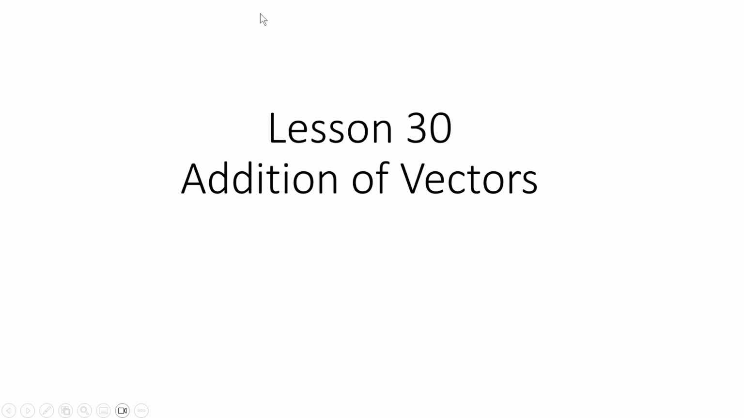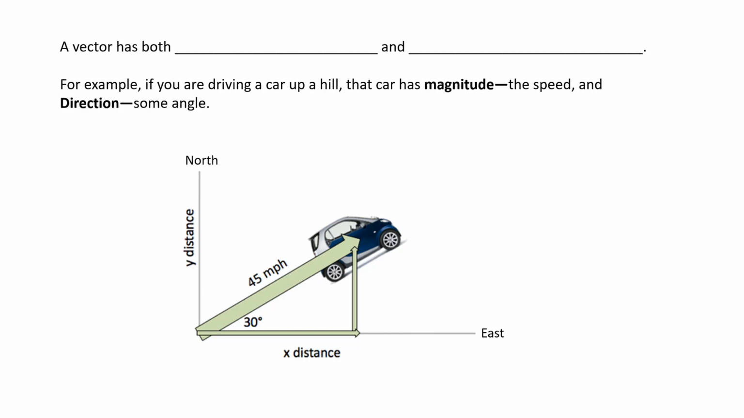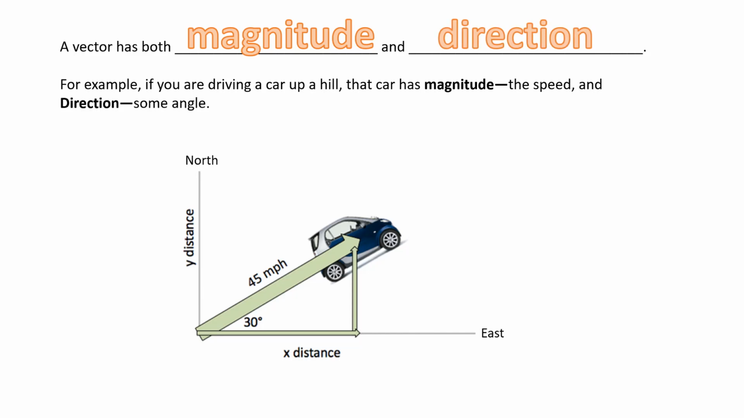Okay, this is lesson 30 and it's called addition of vectors. A vector is a mathematical idea that has both magnitude and direction. For example, if you're driving a car up a hill, that car has magnitude, the speed of the car, and direction, some angle that it is going at, or maybe some direction like north, south, east, west that it's traveling at.